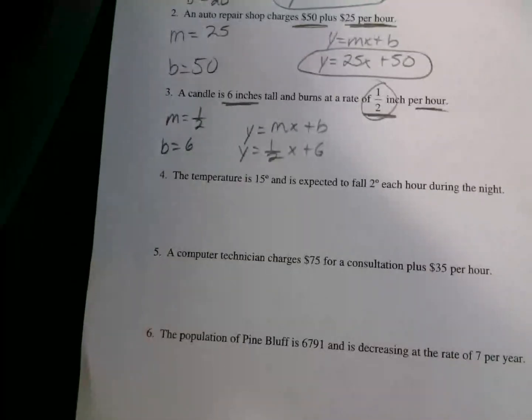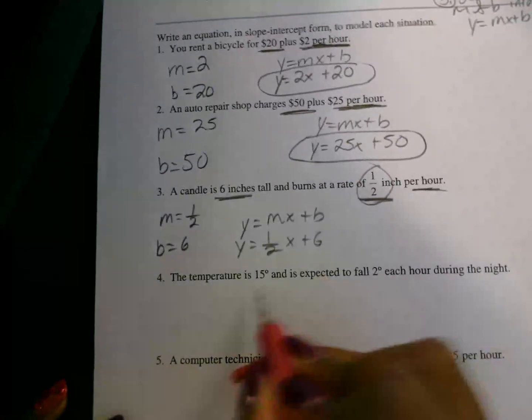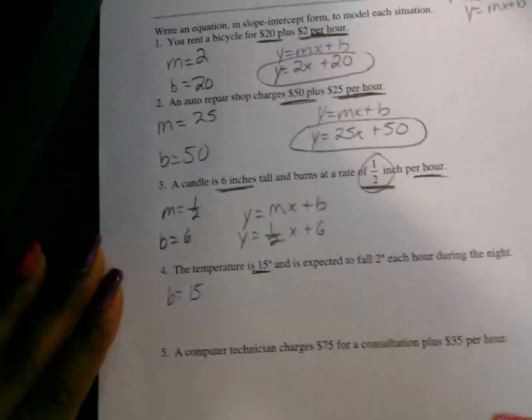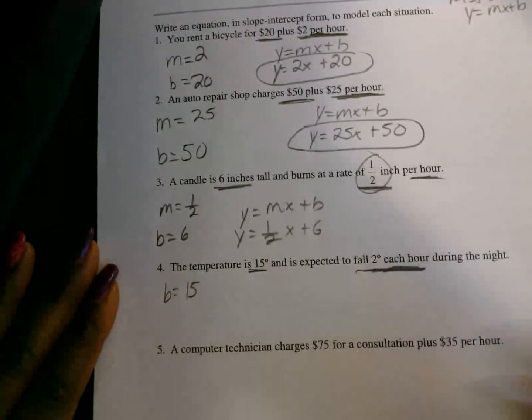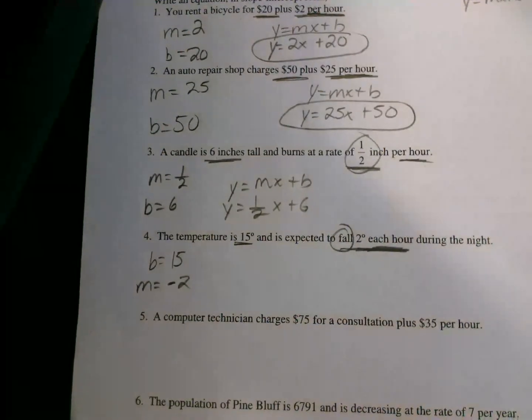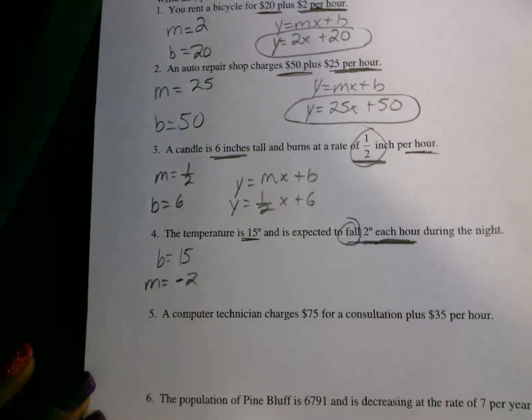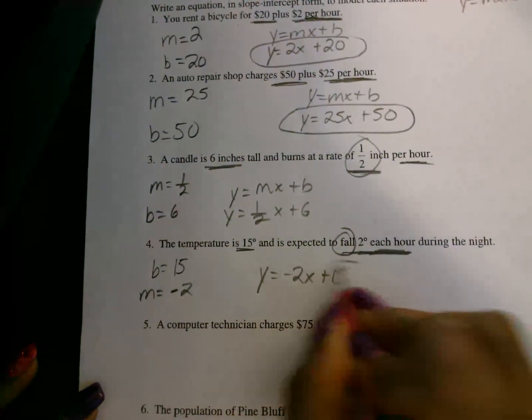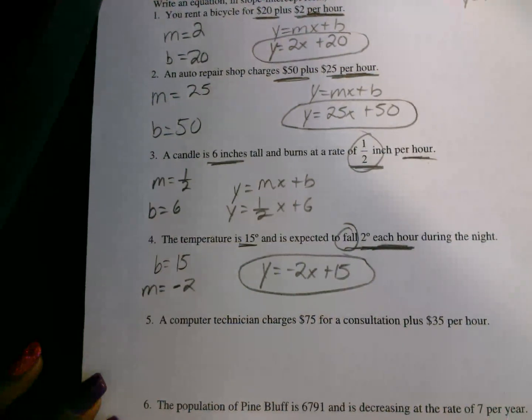I'm going to pause to give you a chance, and we're going to paste this in our notebook. All right, so let's look at it. It says the temperature is 15. That's the starting amount, 15 degrees. It falls 2 degrees each hour. That's m is equal to -2 because it's falling. The key word is fall. So it's going down 2 degrees every hour. So my equation is y is equal to -2x plus 15. Raise your hand if you got that right. Perfect.